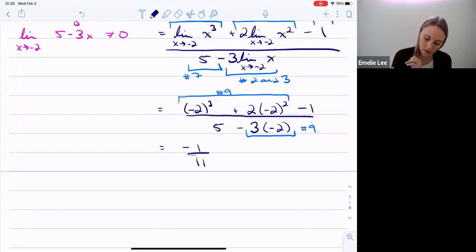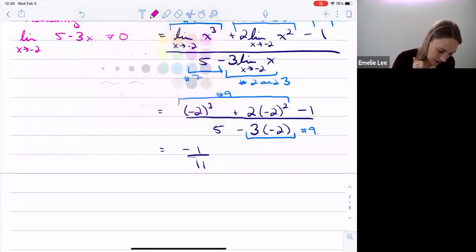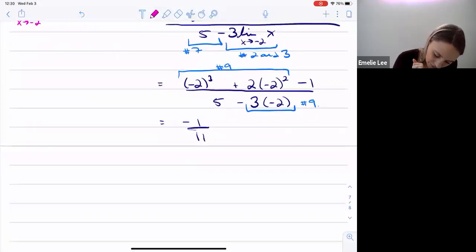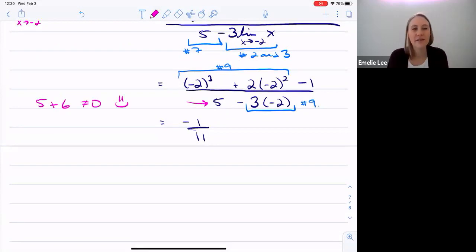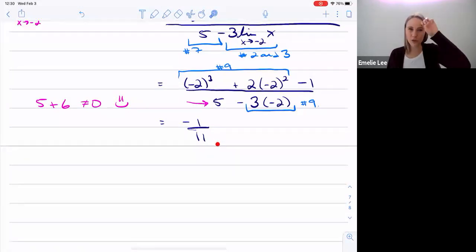Nice. So here, 5 plus 6 does not equal 0, that's a good thing, right? That's one of the things that we were going to check. And like I said, if you had gotten here and you had 0 in the denominator, you should have a kind of mental stopper and say, oh, well, I can't divide by 0, so I need to try something else, right? And so that would be the time to say, oh, okay, well, that didn't work. What else can I do?